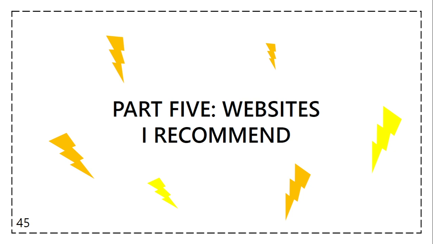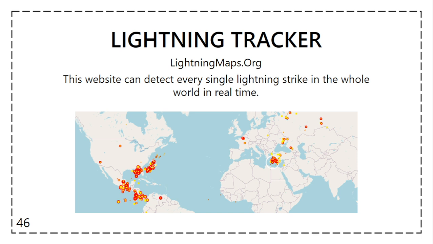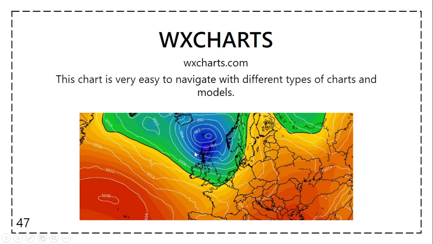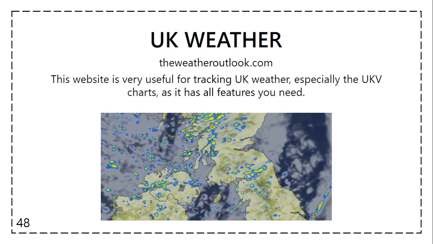The final one, top 5 websites I recommend. Lightning Tracker, lightningmaps.org. This website detects every single lightning strike in the whole world in real time. Wetterzentrale, wetterzentrale.de. This site is very easy to navigate, with different types of charts and models. You can basically see everything in this chart. Very useful. I use it in my weather forecasting videos. UK weather. Very useful for tracking UK weather, especially the UKV chart. It has all the features you need, from precipitation, temperatures, snowfall to cloud amounts.